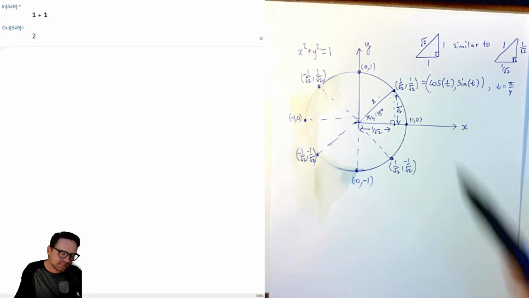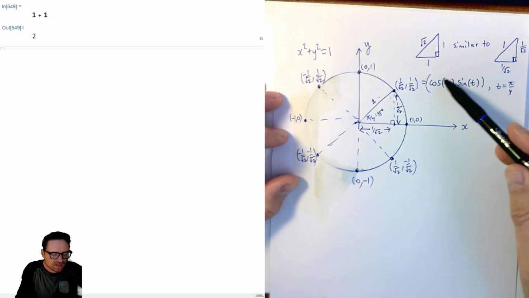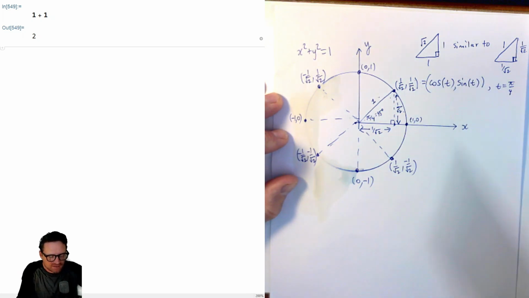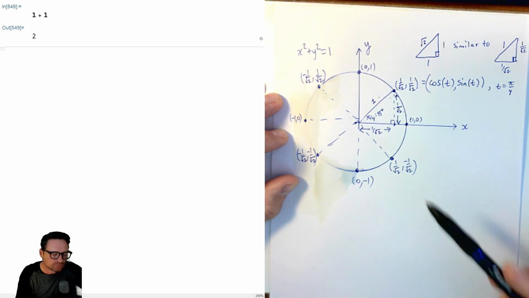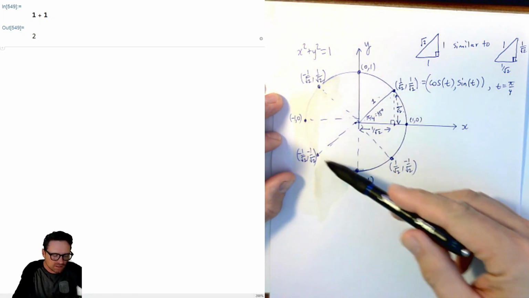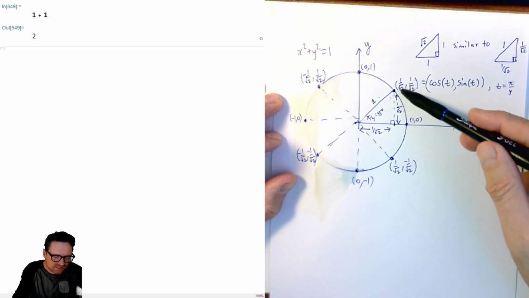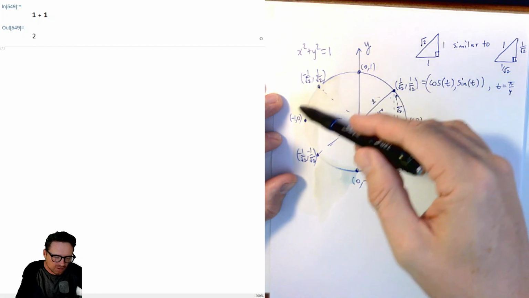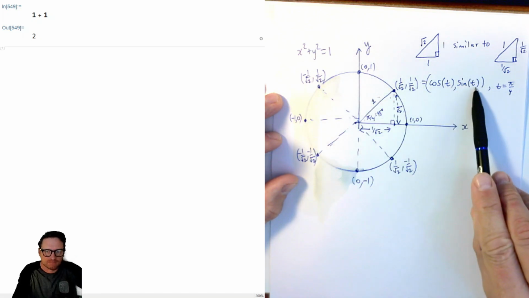However, if we take t to be pi on 4 plus pi on 4, which is pi on 2 radians, then we can also use cos t, sine t to generate the point 0, 1. And so on and so on. If we increase t counterclockwise from t equals 0 in steps of pi on 4, we will get all of these points through the formula cos t, sine t.